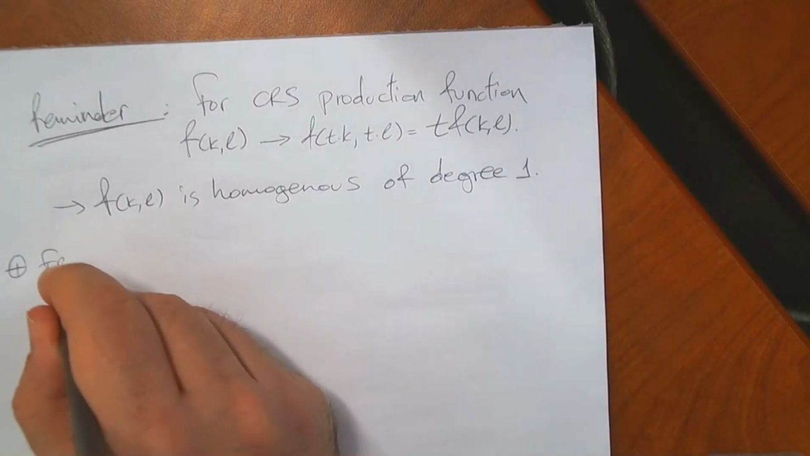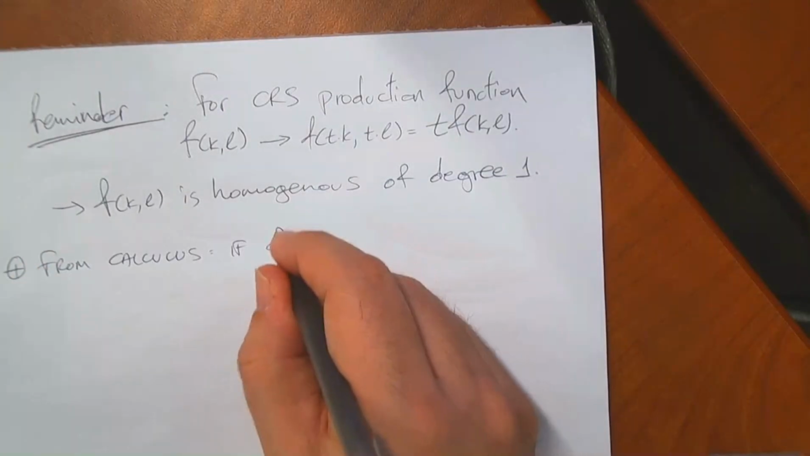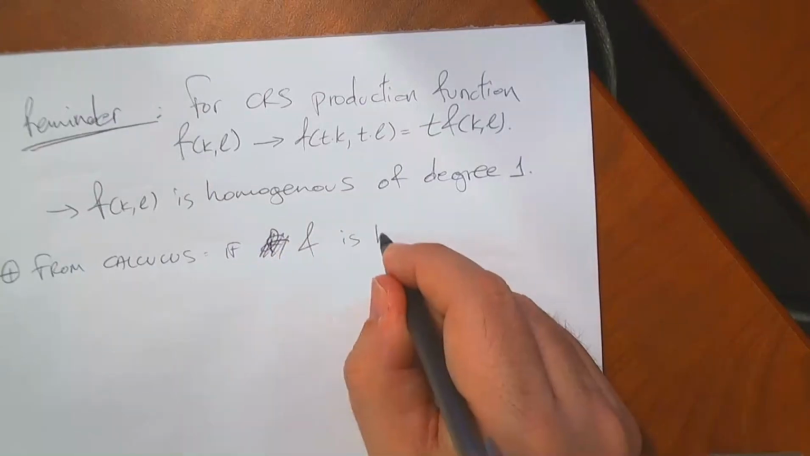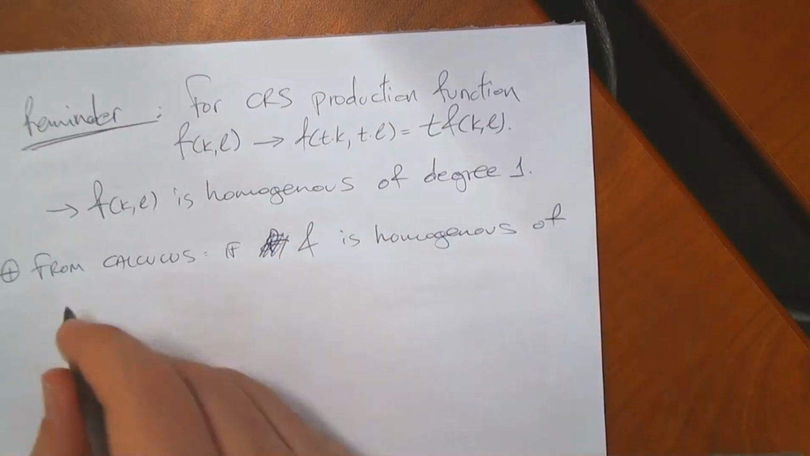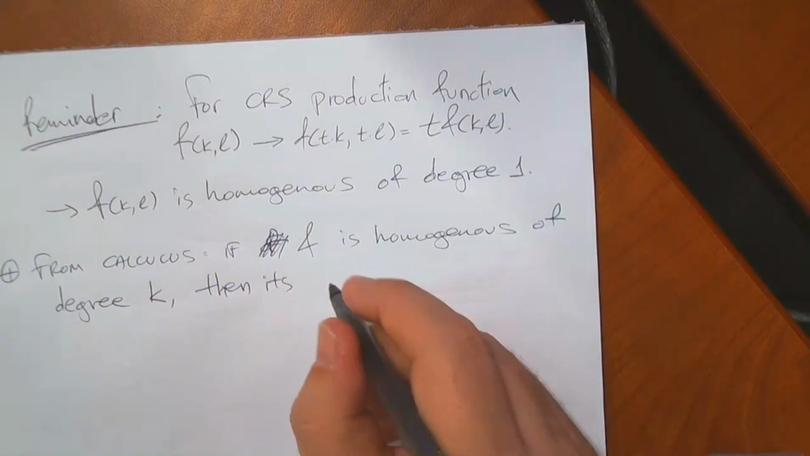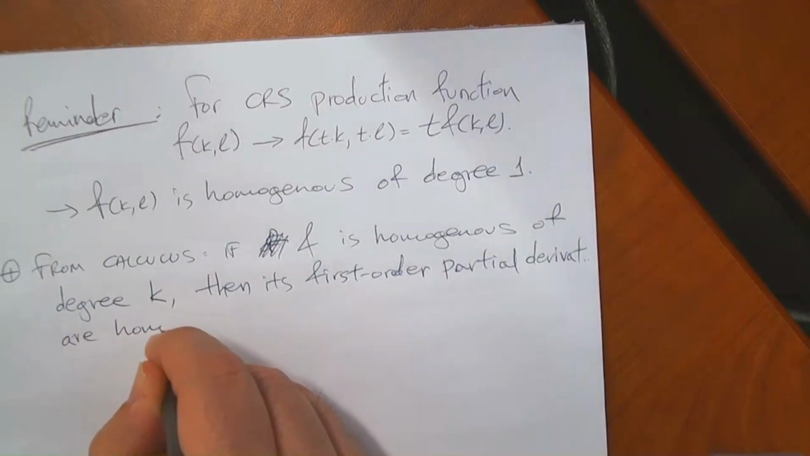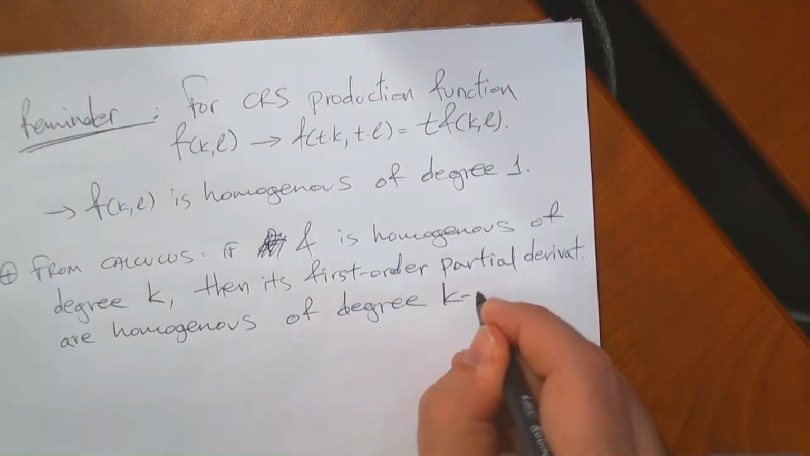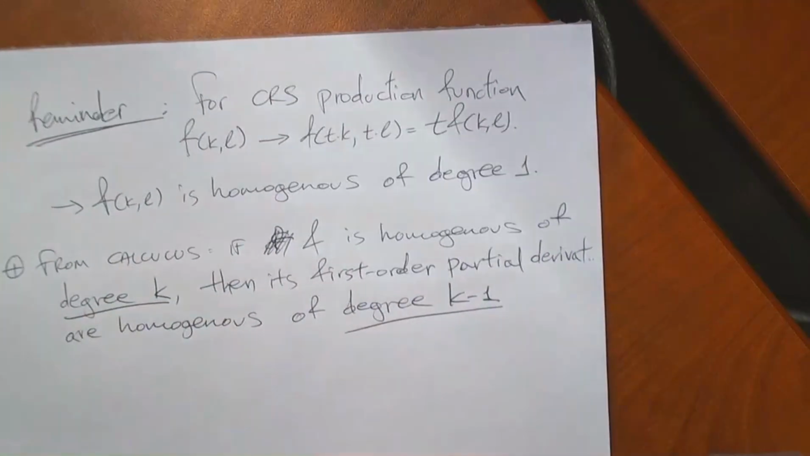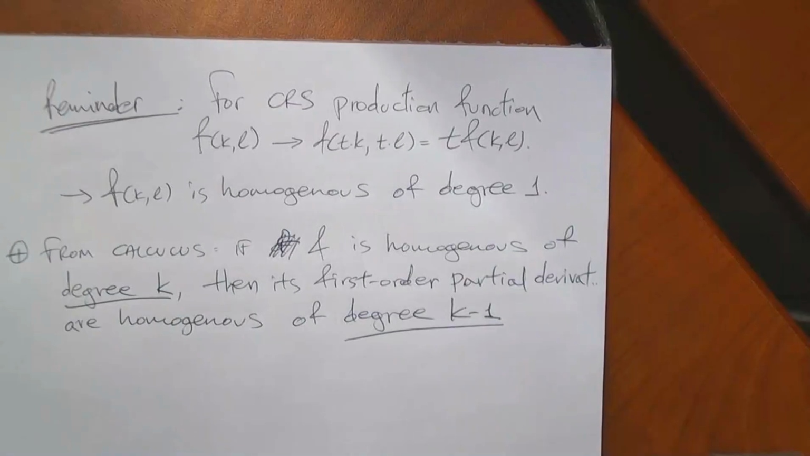So from calculus, if a function f is homogeneous of degree k, then its first order partial derivatives are homogeneous of degree k minus 1. So we have our standard degree k homogeneous functions. We take partial derivatives, and you get functions that are homogeneous of degree k minus 1. Well, how does that work out?